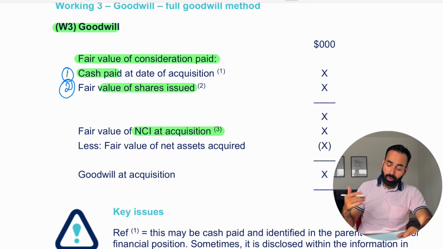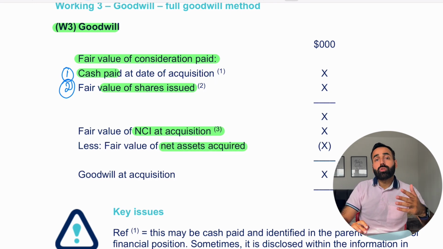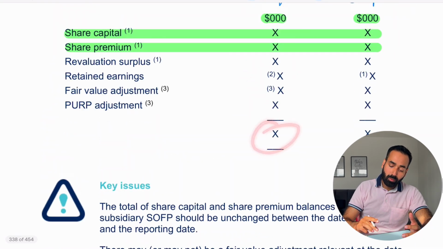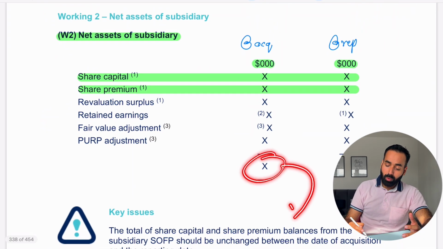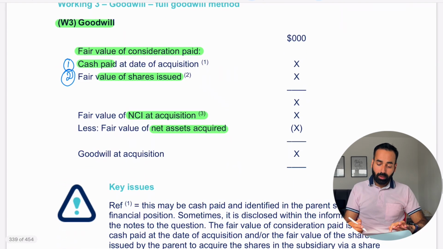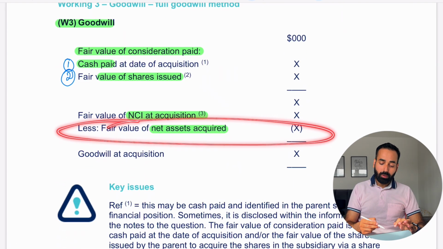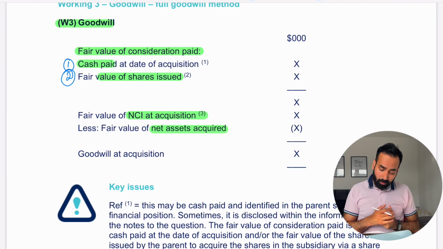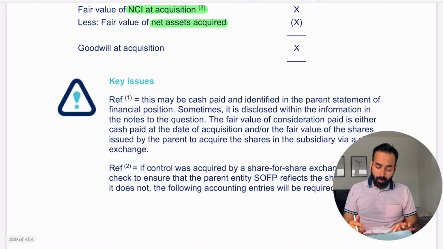So from there, you need to pick that up and look at the fair value, and then the fair value of net assets acquired. This is the fair value which you must have calculated from your working two. So this is the information from your working two. We'll be moving on towards your working three here. That's the fair value of your net assets acquired. So that's how you will be calculating your goodwill, working three.